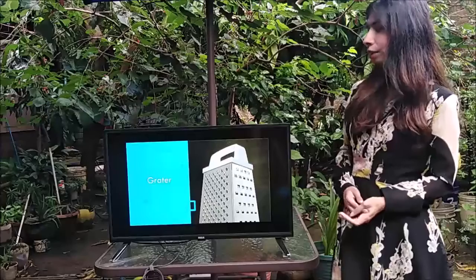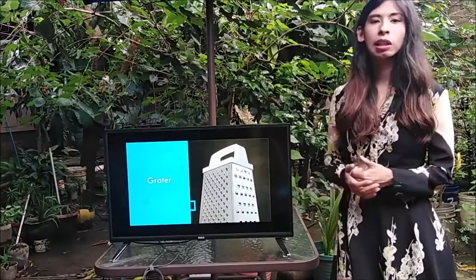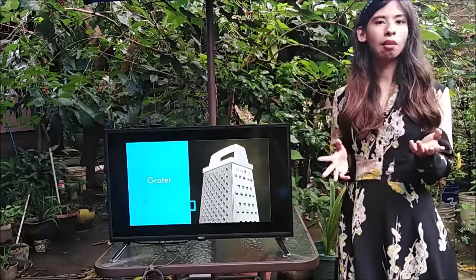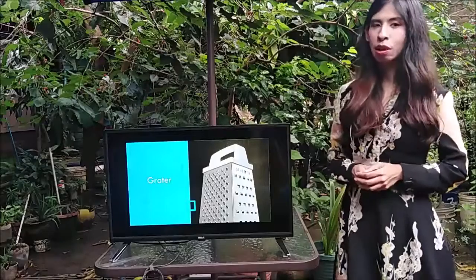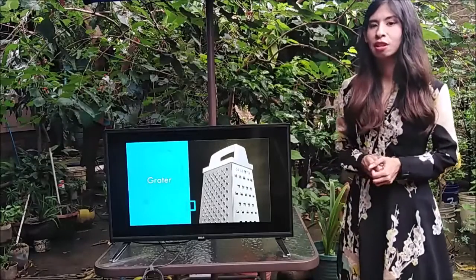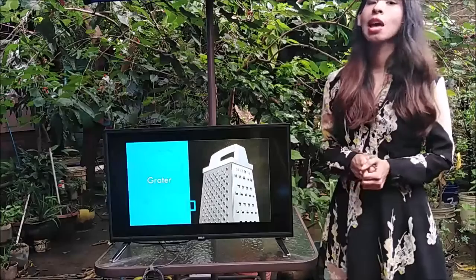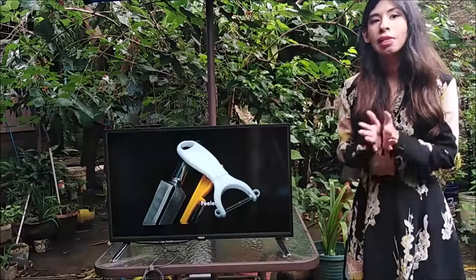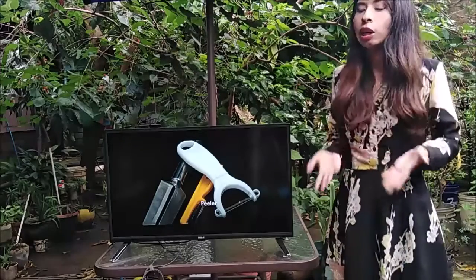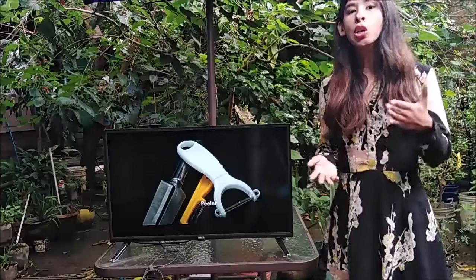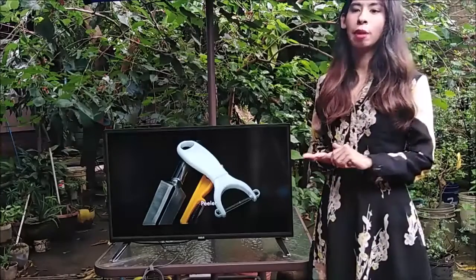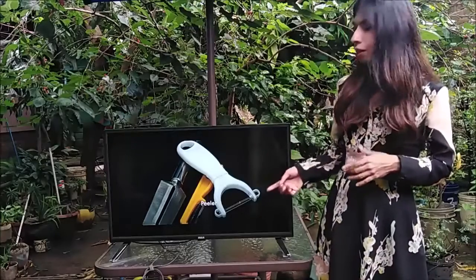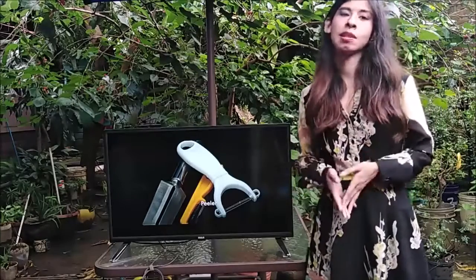Besides that, we have the grater. The grater, we normally use it whenever we're trying to get fine portions of cheese, for example, but we also can use it for other vegetables. So the name of this utensil is grater. The next one is the peeler. The peeler is an utensil that we can use whenever we are trying to remove the skin from either fruits or vegetables. The size and form may vary, but the name is always the same, peeler.